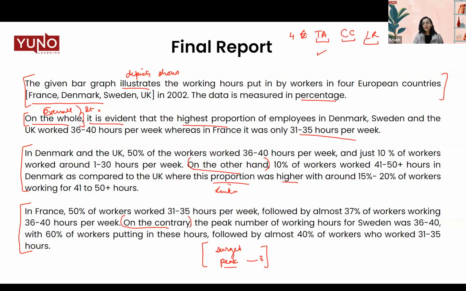Then we have grammatical range and accuracy. Grammatical accuracy mentions how accurately you have represented your data, whether your subject verb agreement is correct, and whether your tenses are correct. For example, the tense is continuous throughout. If you have used past tense, like I used "was" here, then the overall report has been written in past only. This is how you ensure that your tenses are accurate.